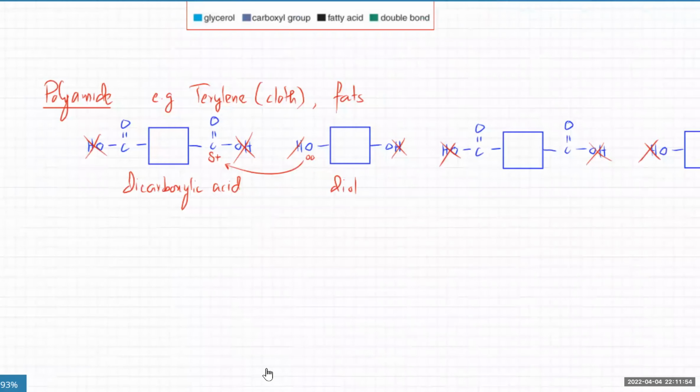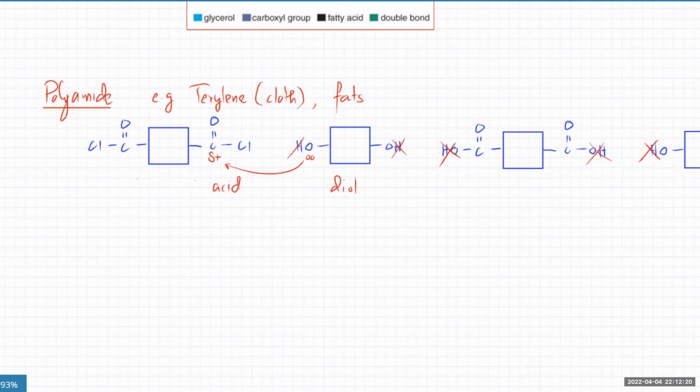So how do you make a polyamide? In a polyamide, the first thing is the monomer is an acyl chloride. It's always an acyl chloride. It's got a Cl. So instead of being a dicarboxylic acid, it's actually a diacyl chloride.